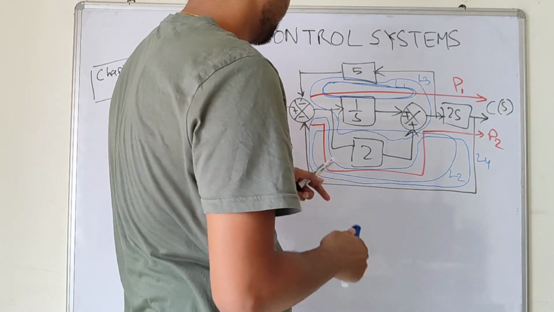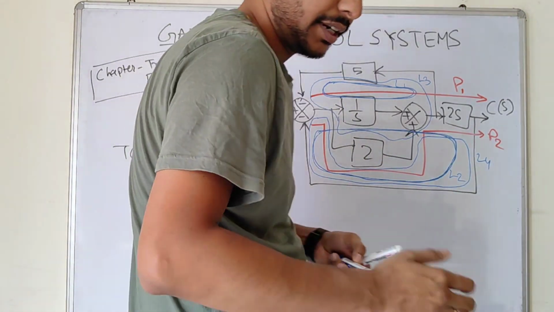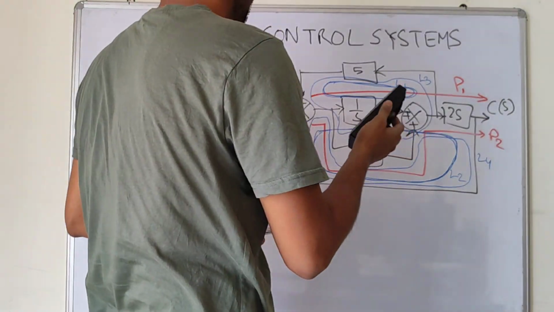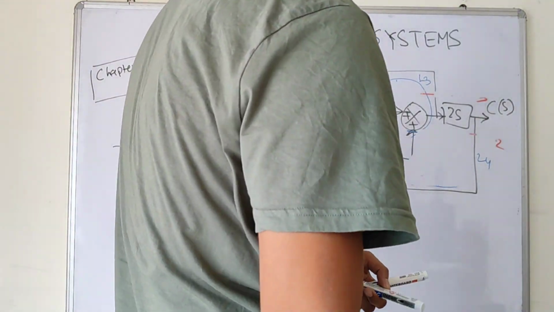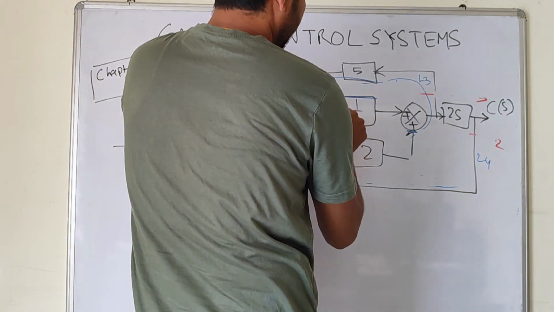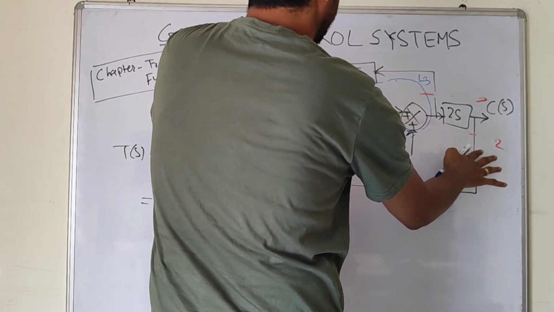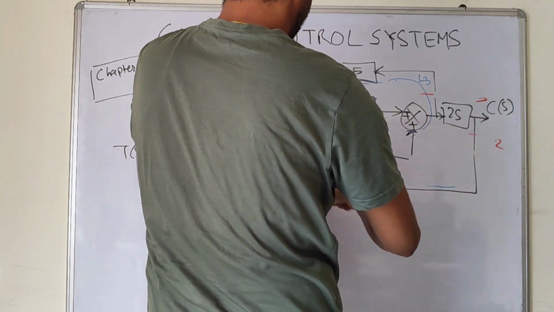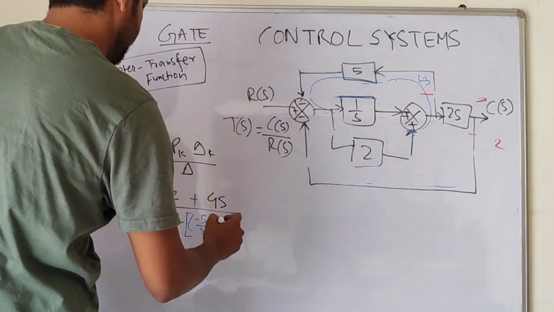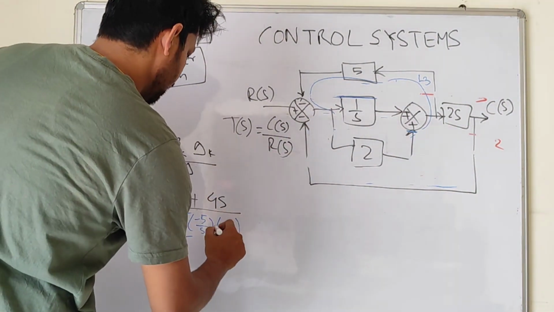What about L2? So L2 is this one, right? Okay, let's clean a bit because this is getting real messy. Now let's focus on this loop L2, which is this path, this path, this path, and returning through this path, right? So which is 1 by s, 2s. Yeah, so basically 2. And it's going to negative terminal, so it's minus 2. Right?